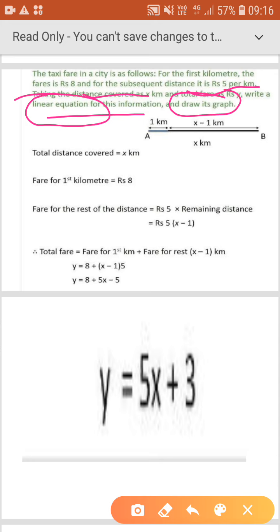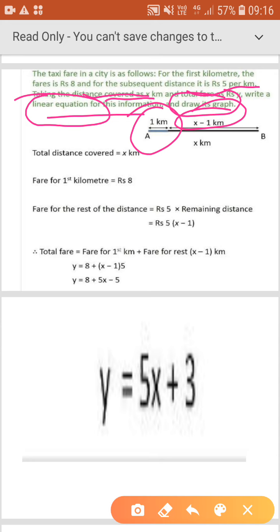So how do we solve this? See, for the first kilometer the fixed charge is 8 rupees, and for the subsequent distance, that means for the distance covered after 1 kilometer, it will be rupees 5 per kilometer. So because the distance covered is x kilometer, if we take 1 kilometer from x, then what is left with us is x minus 1 kilometer.